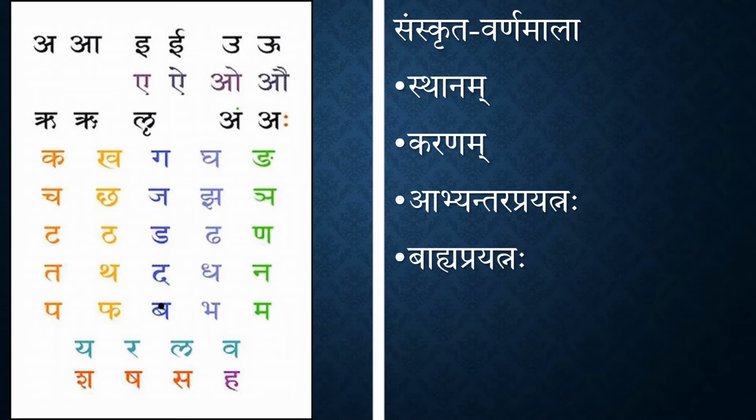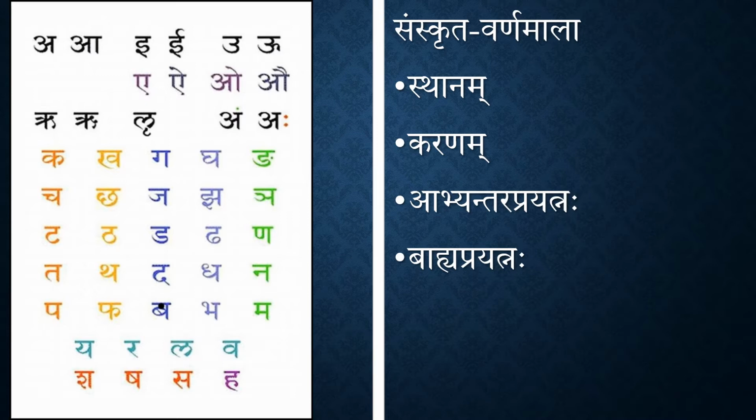The letters in the Sanskrita Varnamala, which is shown here, are phonetic, meaning they are based on dhvani or sound. So each letter has a defined sthanam, karanam, and prayatna. Sthanam is the place in the vocal cavity from where sound is supposed to originate, and karanam means the part of the tongue which is supposed to touch that sthanam, or the place in the mouth or the vocal cavity.